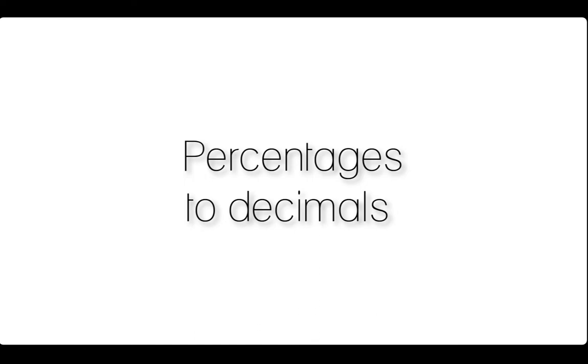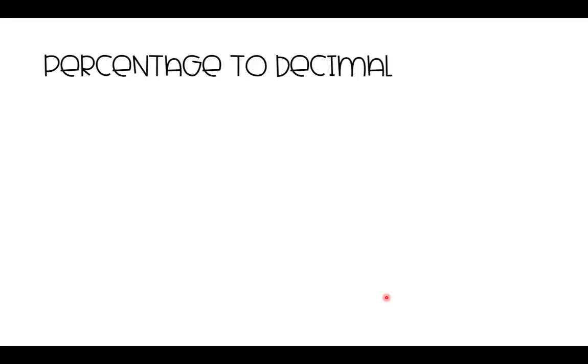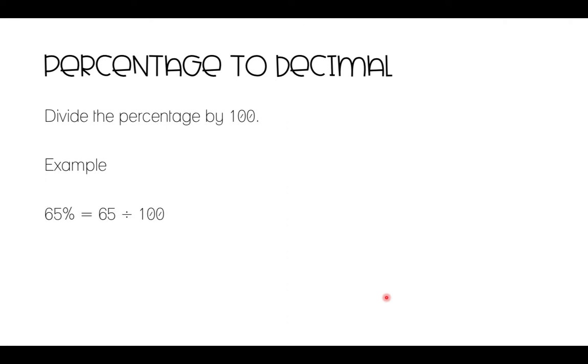Let's just jump straight into this. So when converting percentages to decimals, we're going to divide our percentage by 100. So 65% can be written as 65 divided by 100.